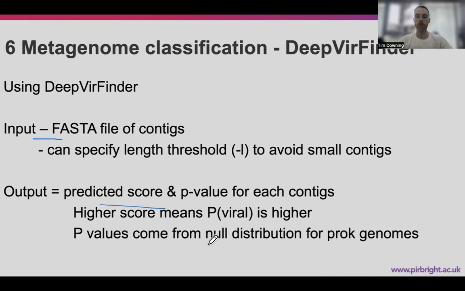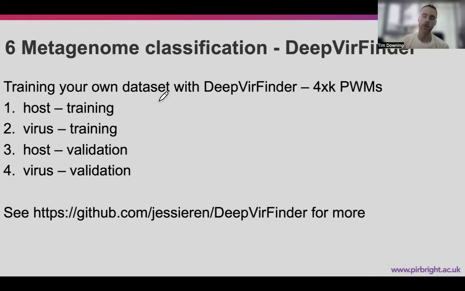The p-value is typically from a null distribution for prokaryotic genomes, so it tries to contrast our prediction for the viruses against that null distribution. And if we wanted to make our own data set, we would create 4 data sets: one for the host and viruses for training, and one for the host and viruses for data validation. And you can follow this GitHub link for more.